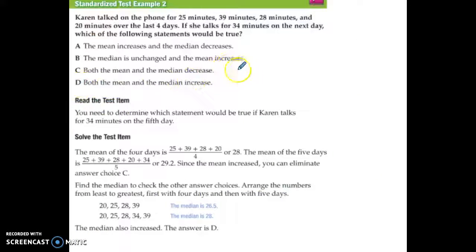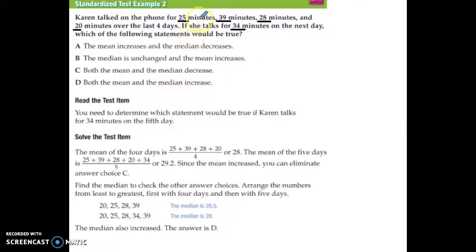Alright, this is a really good question that you might see on a standardized test. Karen talks on the phone for this amount of time in the last 4 days. Here, here, here, and here. If the next day she talks for 34 minutes, which statement is true? Is the mean going to go up and the median go down? Median stays the same, mean goes up, they both go down, or they both go up.